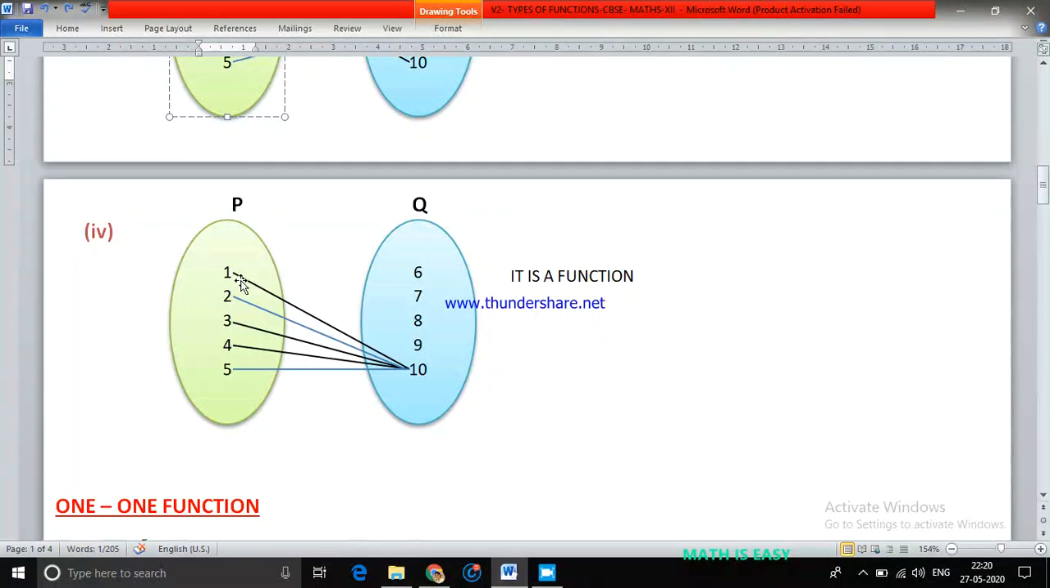Now if I come to this one, 1 has an image, yes, 10; 2 has an image, yes, 10; 3 has an image, 10; 4 has an image, 10; 5 also has an image, 10. Now what do you say?